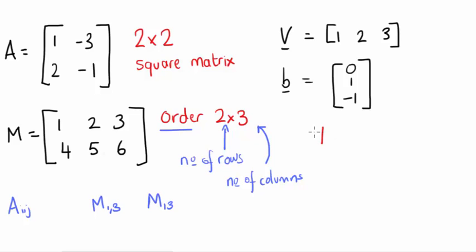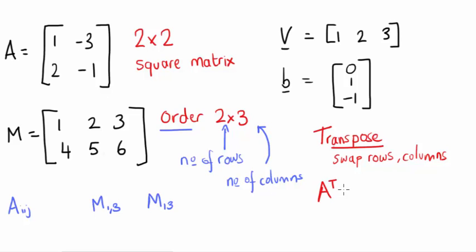The transpose of a matrix is obtained by swapping the rows and columns. For example, for this matrix A here, A transpose is a 2 by 2 matrix. It had 2 rows and 2 columns to begin with, so if we swap the rows and columns it will still be 2 by 2. The first row goes into the first column, and the second row goes into the second column.